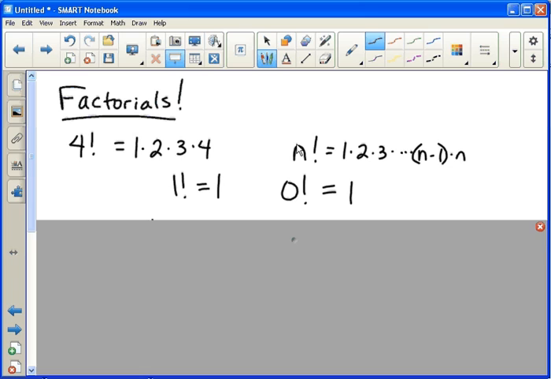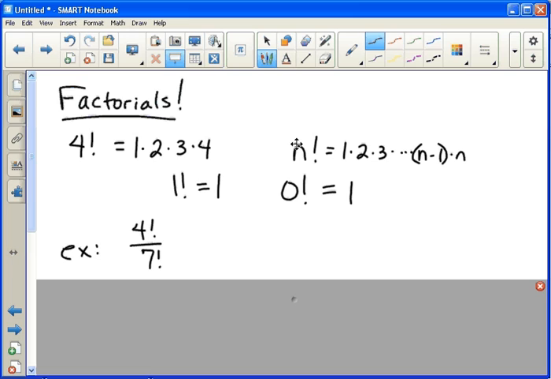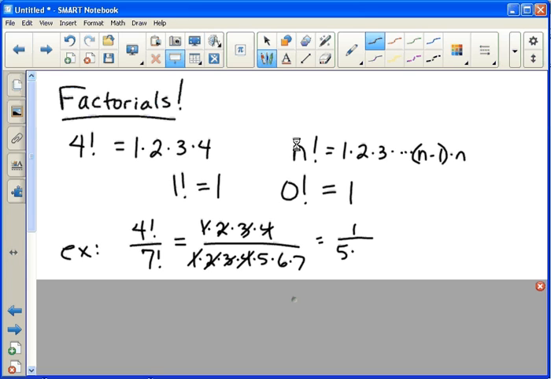So now, like I said, what you mainly need to know for calculus is how to reduce these. Okay, so 4 factorial over 7 factorial. If you expand these, 4 factorial is 1 times 2 times 3 times 4. 7 factorial is 1 times 2 times 3 times 4 times 5 times 6 times 7. You have to multiply all of those. Well, if you look, there's lots of stuff you can cancel out. 1, 2, 3, and 4. So that just leaves you with 1 over 5 times 6 times 7, which is 1 over 210.